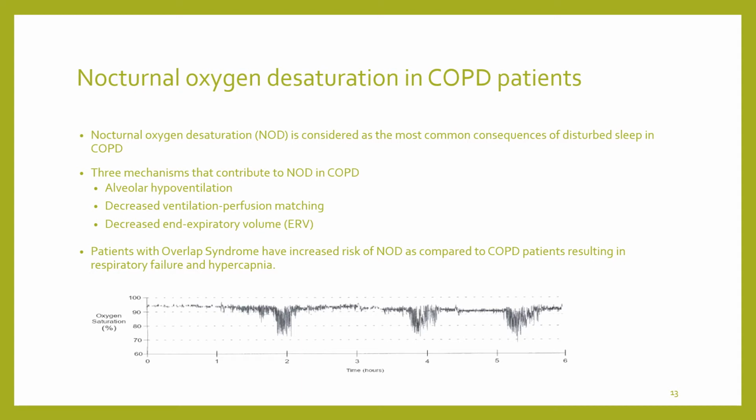The thing with this is that overlap syndrome patients have an increased risk of NOD compared to straight COPD patients. And this results in respiratory failure and hypercapnia. So, COPD patients always suffer from this on a regular basis. But if you happen to have overlap syndrome, you suffer even more, and your mortality, morbidity goes up through the roof.